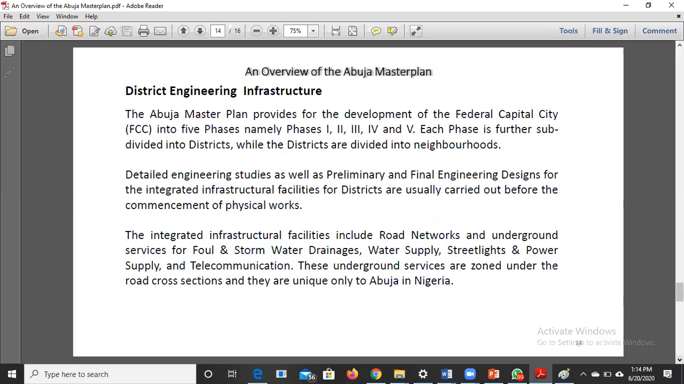As I said, the Abuja Master Plan provides for the development of the federal capital city into five phases, phases 1, 2, 3, 4, and 5. If you get the master plan, you see the phases. The master planners also envisaged the population growth that will take place as time goes on. So each of the phases had a projection.